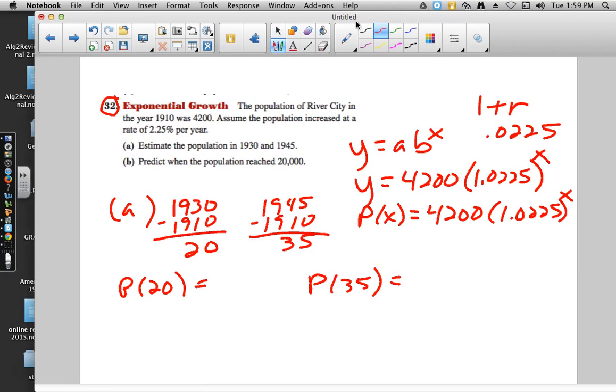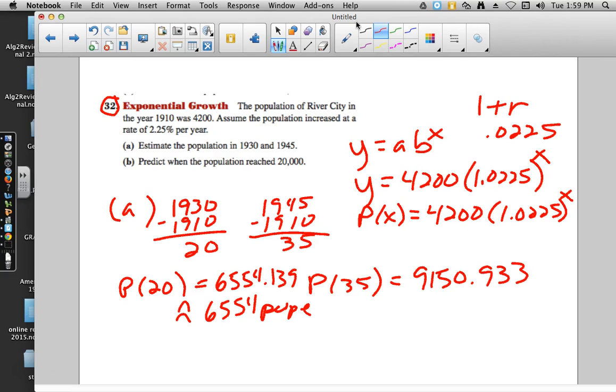So P of 20, 6554.139, is approximately 6,554 people. P of 35, 9150.933, so approximately 9,151 people.